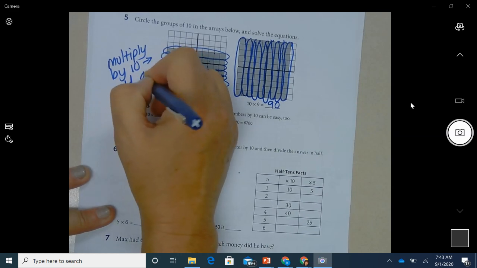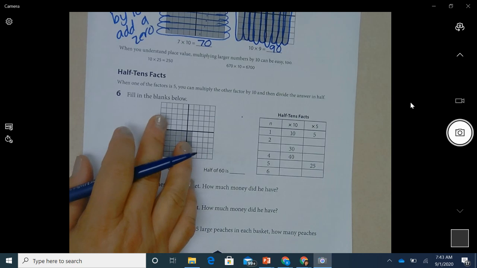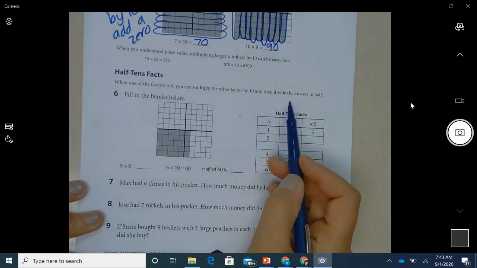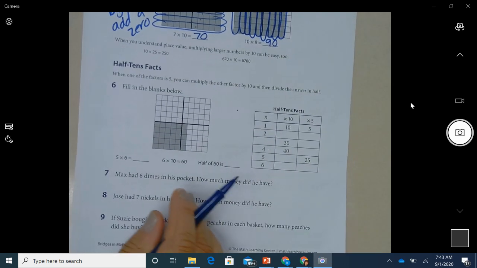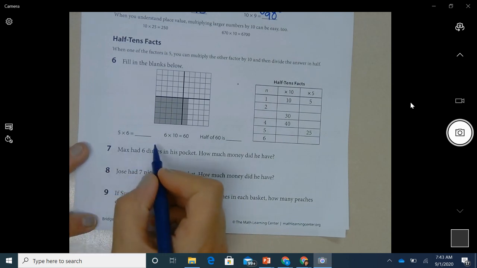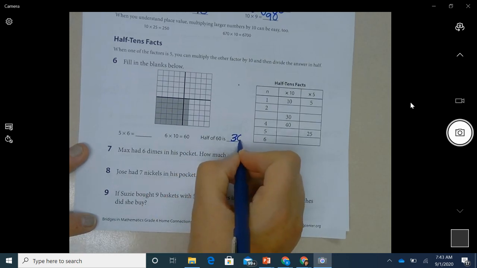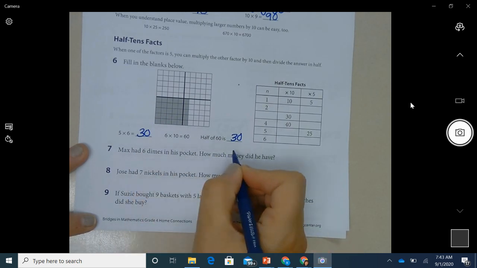So remember, multiplying is adding the numbers together, getting more numbers. Division is getting less, is dividing it up, okay? So now we have half 10 facts. When one of the factors is 5, you can multiply the other factor by 10 and then divide the answer in half. So if I have 5 times 6, I can think of 6 times 10 equals 60, and then I divide 60 in half, which is 30, okay? So 5 times 6 is 30. So those are the steps for this.